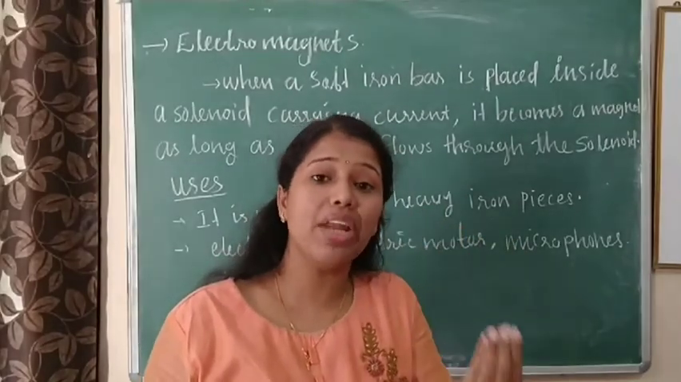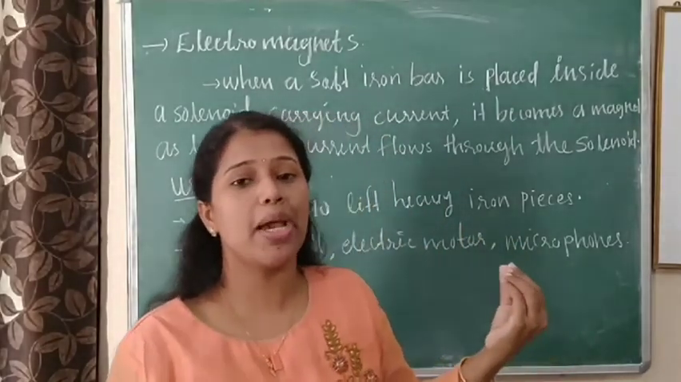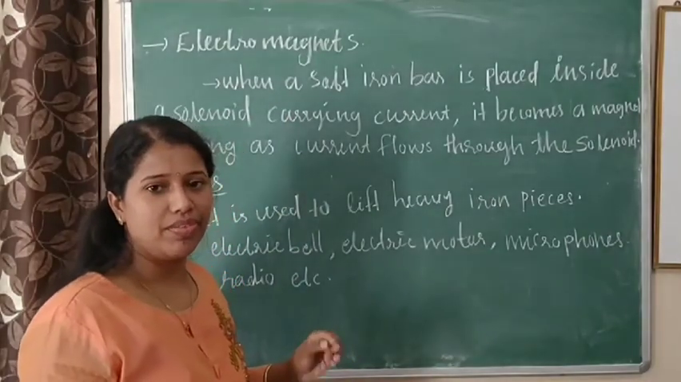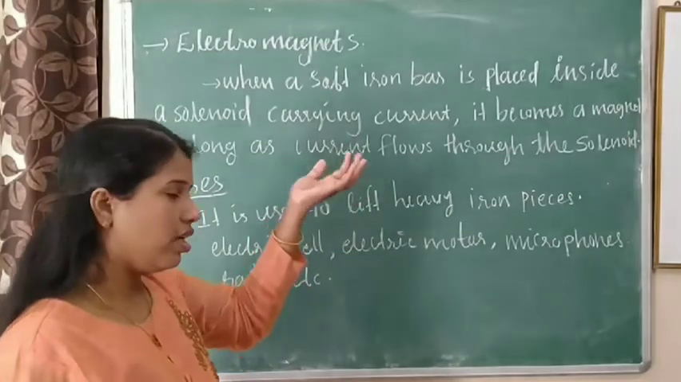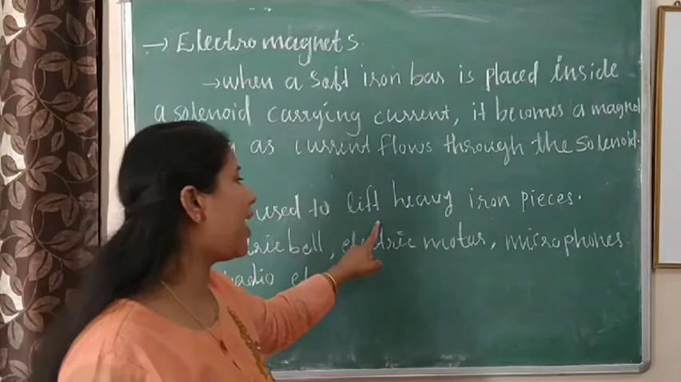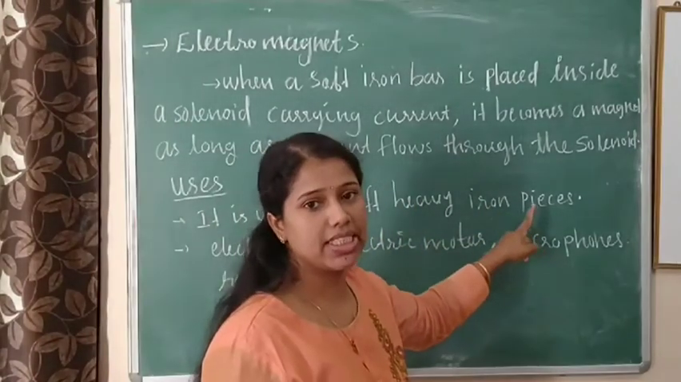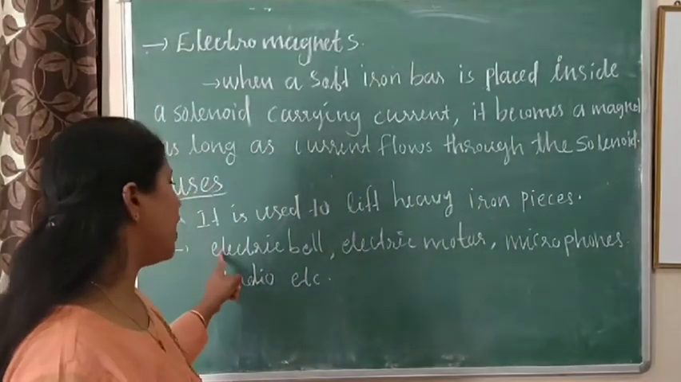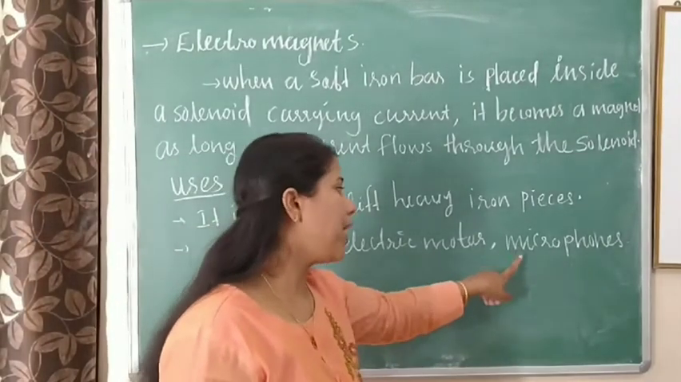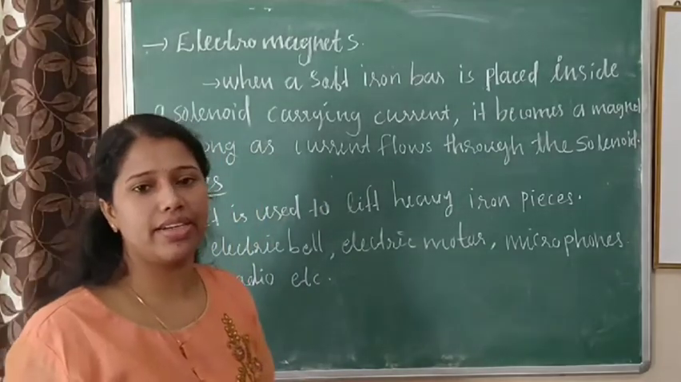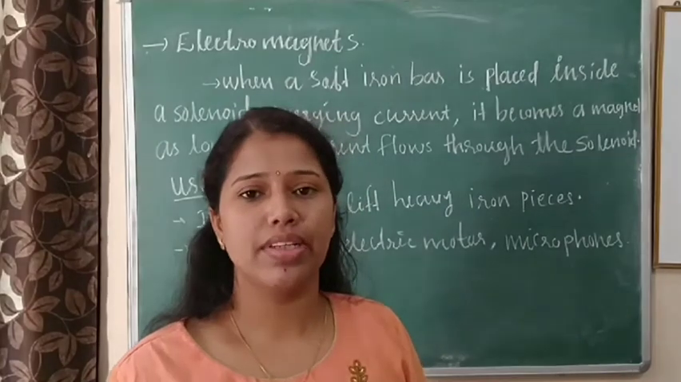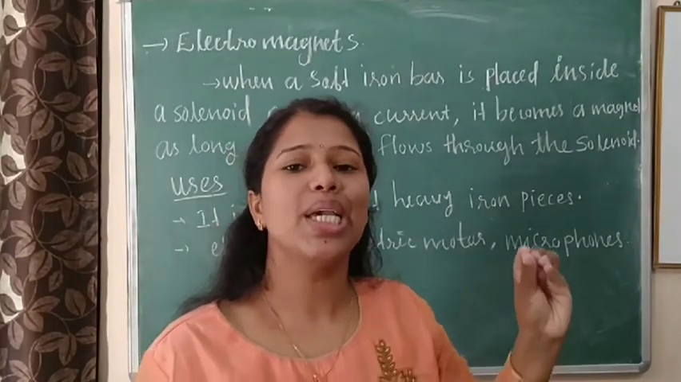That means in cranes we are using this type of electromagnet. If we want to carry something, we can use this electromagnet. It is used to lift heavy iron pieces. Second point is it is used in electric bulbs, electric motors, microphones, radio, etc. Inside radio, microphones, electric bulbs, we are using this electromagnet.